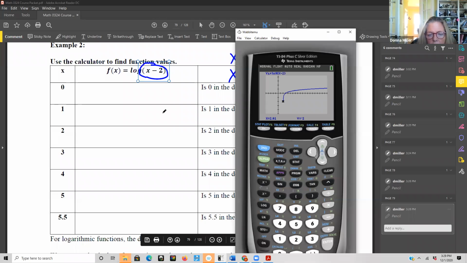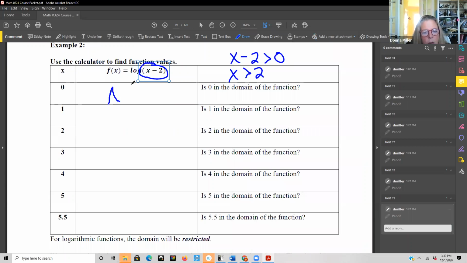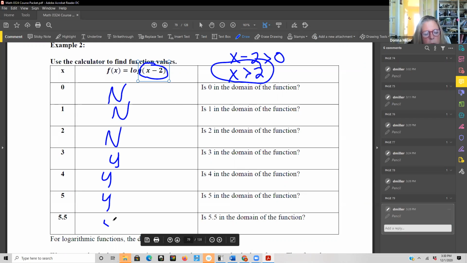Okay. All right. So the question I have to answer is, is 0 in the domain? That's a no, because I know it's anything bigger than 2. 1, no. 2, no, not 2, because that's 0. And then anything bigger than 2, yeah, it's in the domain.